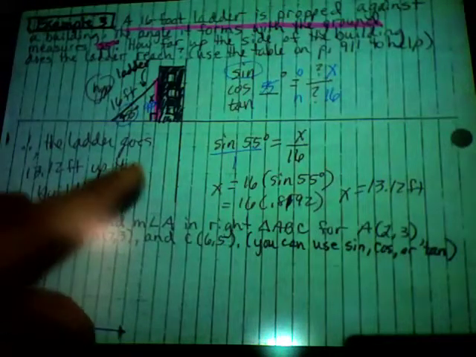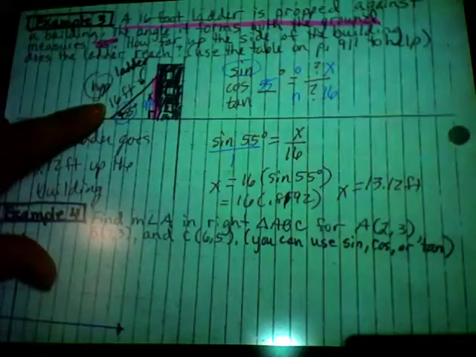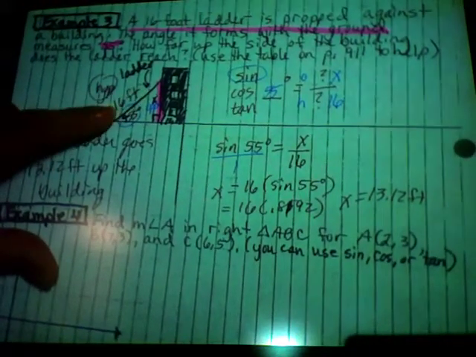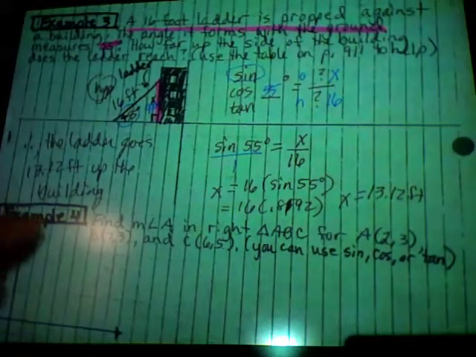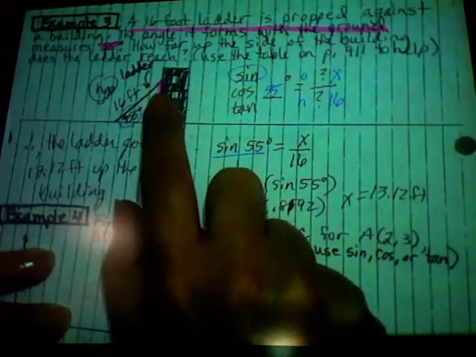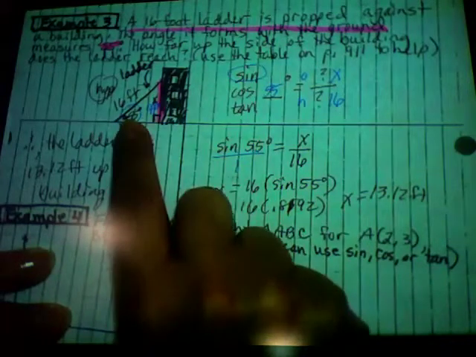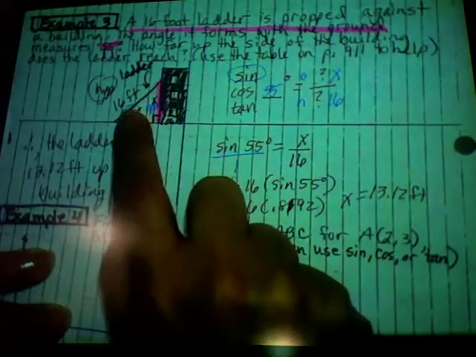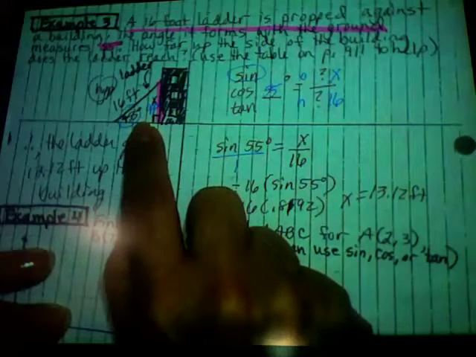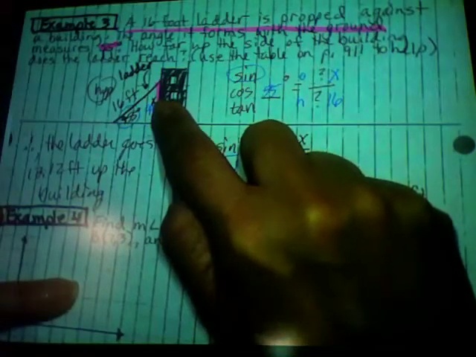So I drew a building here. They told you the ladder was 16 feet, so I knew that if that's your ladder, then that measurement had to be 16 feet. Then they're going to describe to you either this acute angle or this acute angle. If they describe this acute angle to you, it's going to be the angle that the ladder makes with the ground. If they describe this acute angle up here, it'll be the angle that the ladder makes with the building or whatever it is that the ladder is leaning against.